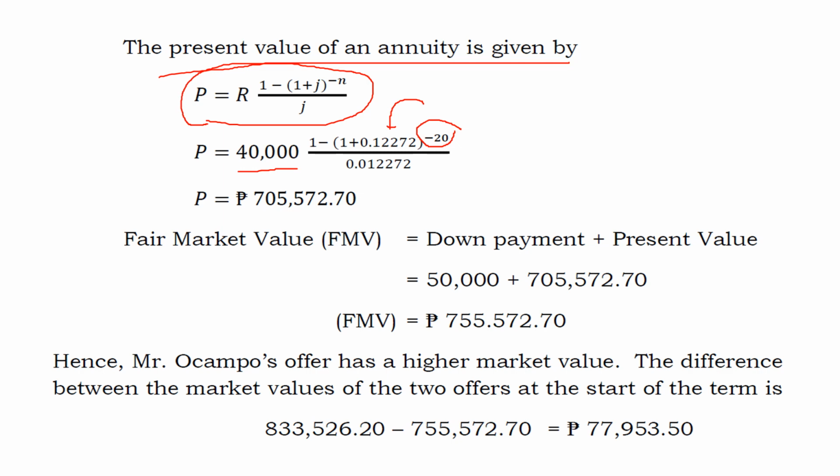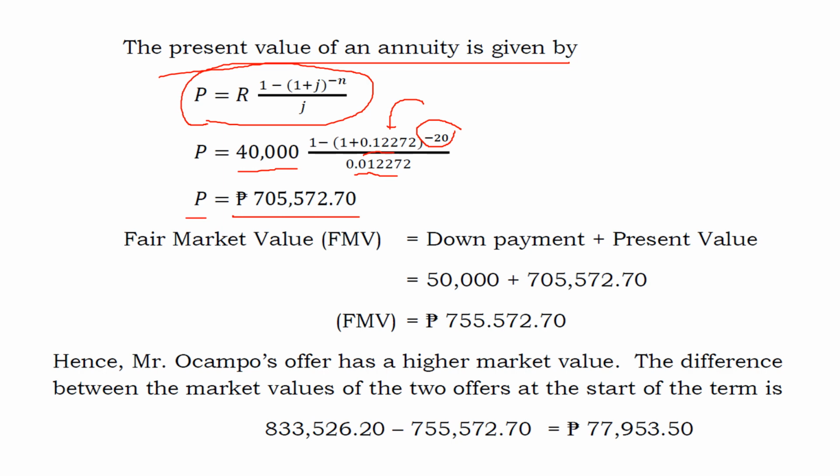Now, upon simplifying, as you can see here, please double check this one in case there's a typographical error. You just simply take the values from i raised to 4 over 4, then we substitute for j. So your P now here is equal to 705,572.70 pesos. That will be your present value for Mr. Cruz's offer.